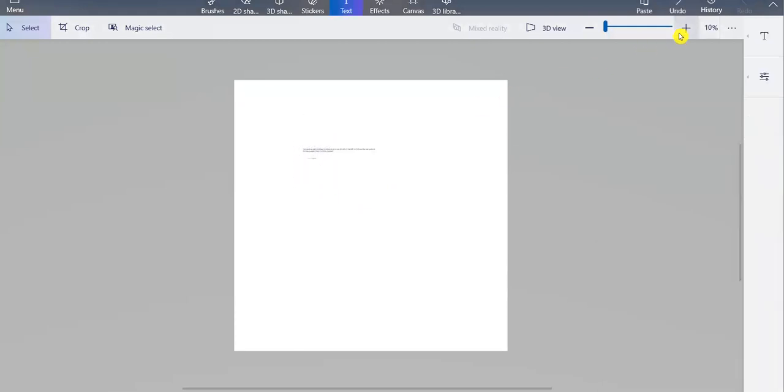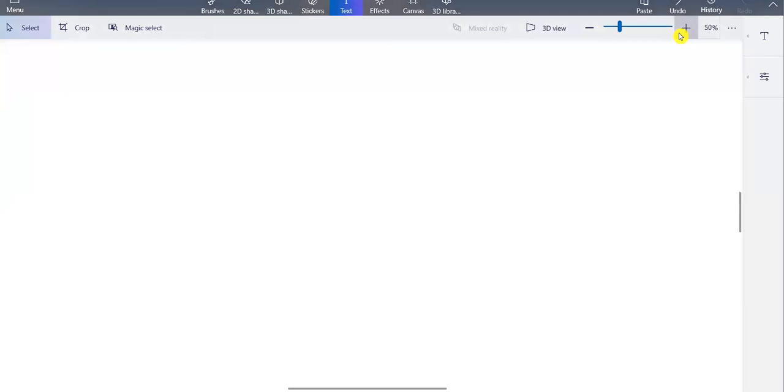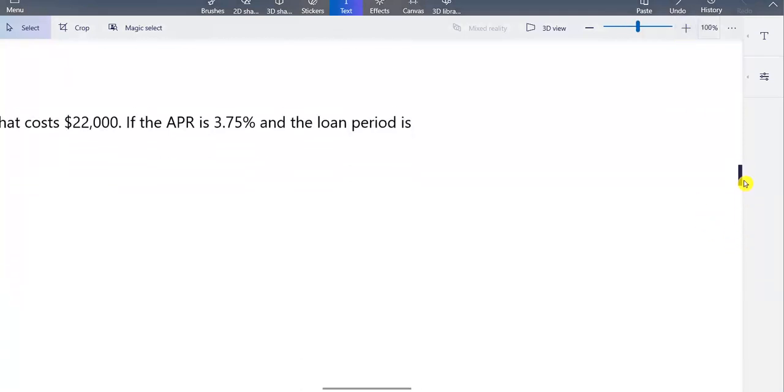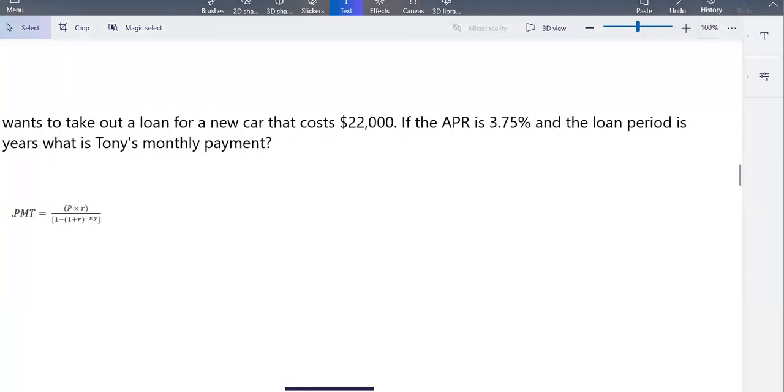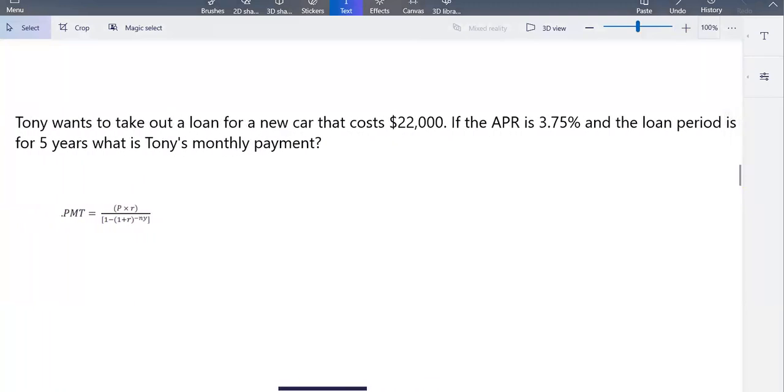So we're going to use this formula here because the question asks us what is Tony's monthly payment, and that's what this formula helps us determine, the necessary periodic payment. Sometimes the period is monthly, sometimes it's quarterly, sometimes it's annually. That's what periodic means. It's just how many times a year, basically, at least in this context.